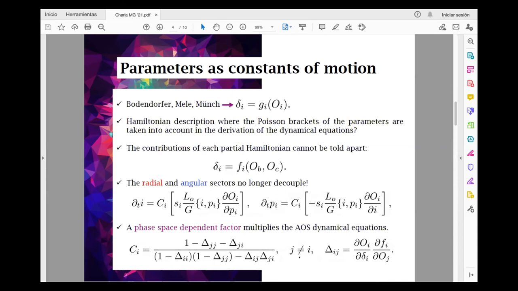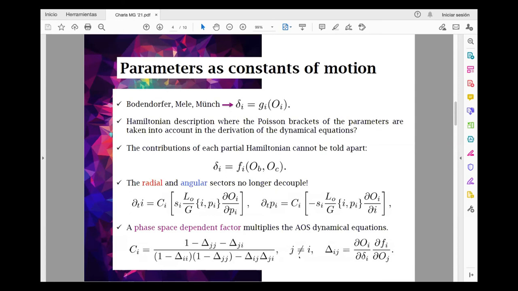So the question is, can we construct a Hamiltonian description where the Poisson brackets of the parameters are explicitly taken into account in the derivation of these dynamical equations while being able to reconcile the results with the original ones? Well, what we argue is that since the two partial Hamiltonians are identical on shell, then we shouldn't be able to tell apart their contributions. So instead of choosing the quantum parameters as a function only of their respective partial Hamiltonian, we should capture both contributions, choosing a function of both partial Hamiltonians instead.